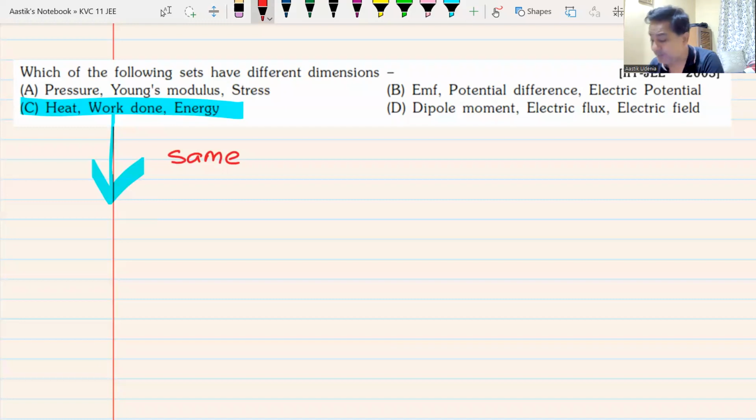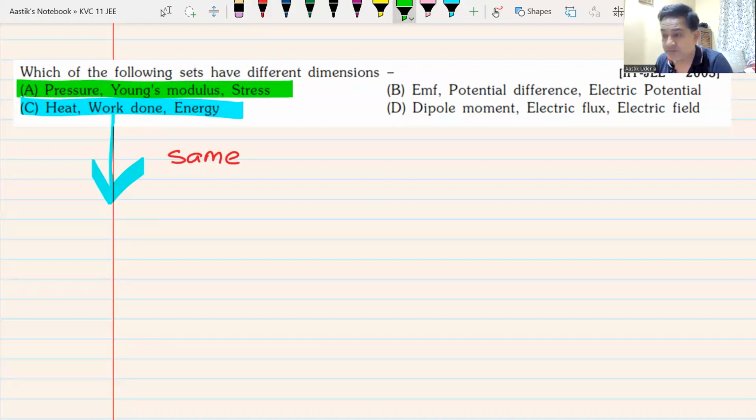And if I look at option A, we know pressure, but we do not know Young's modulus. We also may not know stress. Stress is the same thing as pressure. Force per unit area is stress. Young's modulus is again dimensionally the same as pressure. So this option is also the same. They have the same dimension.